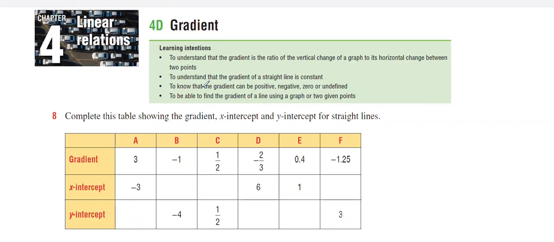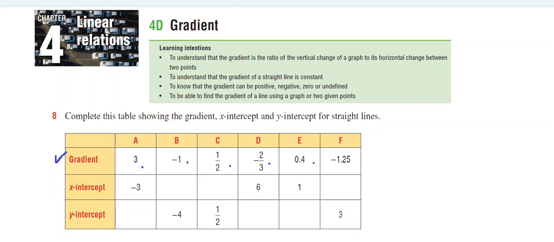Okay, in 4D question number 8, you have to complete the table. The three things in the table are the gradient, which has actually been provided to you in every question, so we know the gradient. And we either have the x-intercept and we're asked to find the y-intercept, or we have the y-intercept and we're asked to find the x-intercept. I think there's a couple of ways that you can do this.